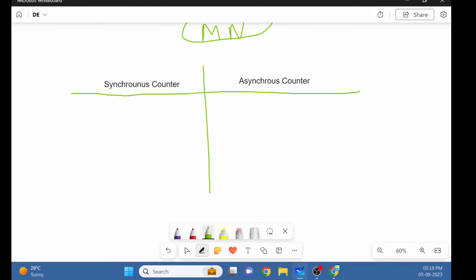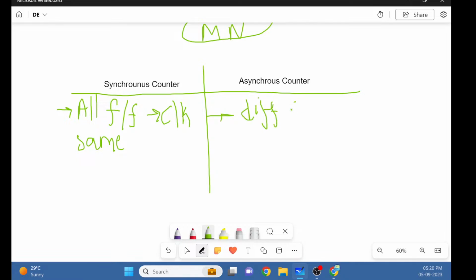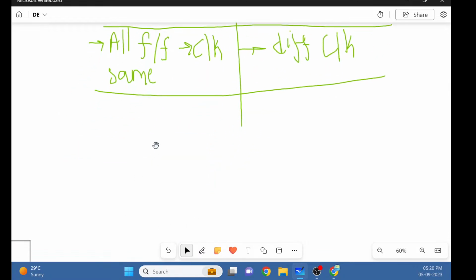In a synchronous counter, as the name says, all flip-flops are triggered at the same time using the same clock pulse. Same clock. All flip-flops are triggered using the same clock pulse. Whereas in the case of an asynchronous counter, different flip-flops will have different clock pulses. This is the first and the main difference, right?